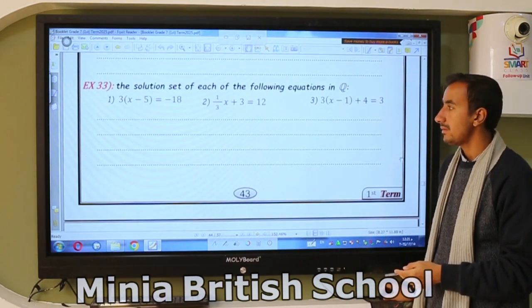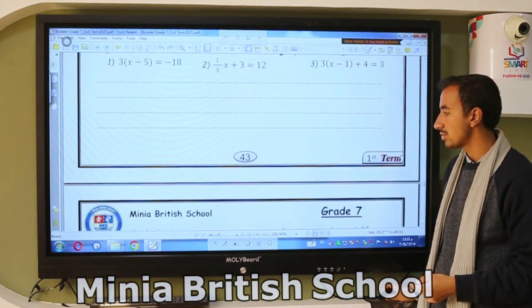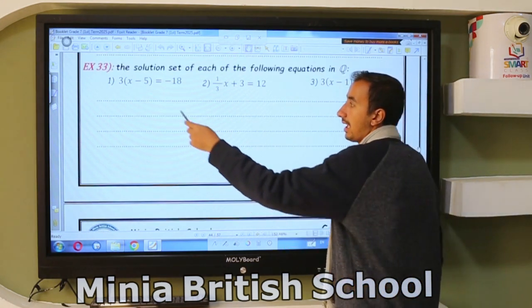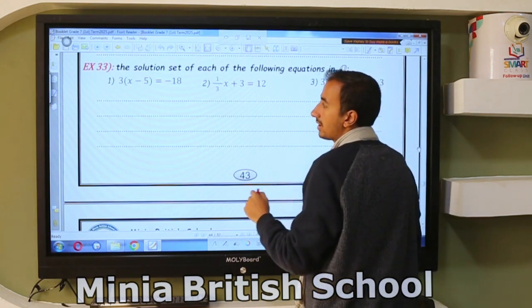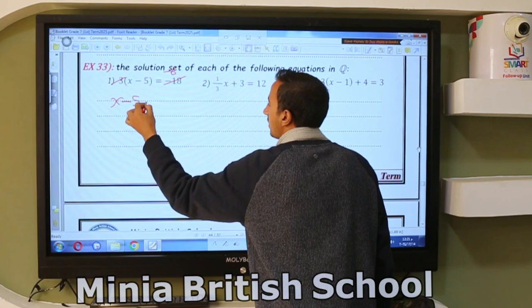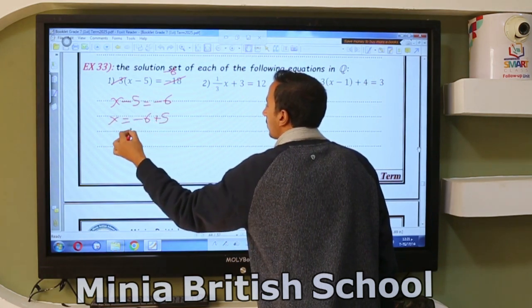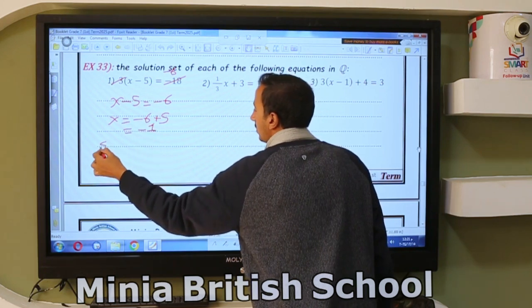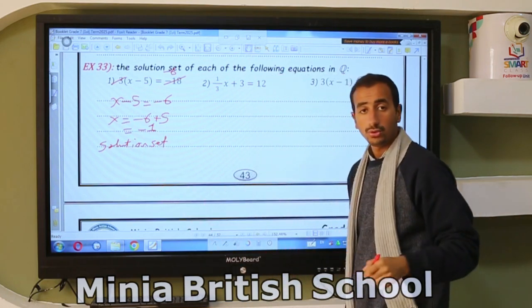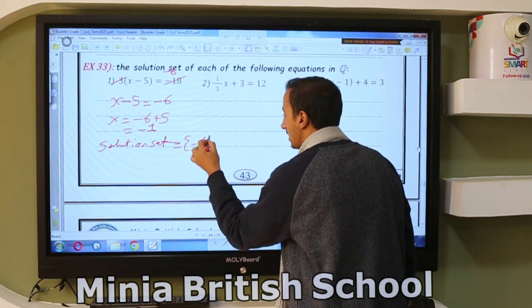Here Q means rational numbers. Yes. Here 3 times (x minus 5) equals negative 18. Negative 18 divided by 3 is negative 6. So x minus 5 equals negative 6. x equals negative 6 plus 5 equals negative 1. So the solution set: does negative 1 belong to Q? Yes, excellent. It will be negative 1 inside the brackets.